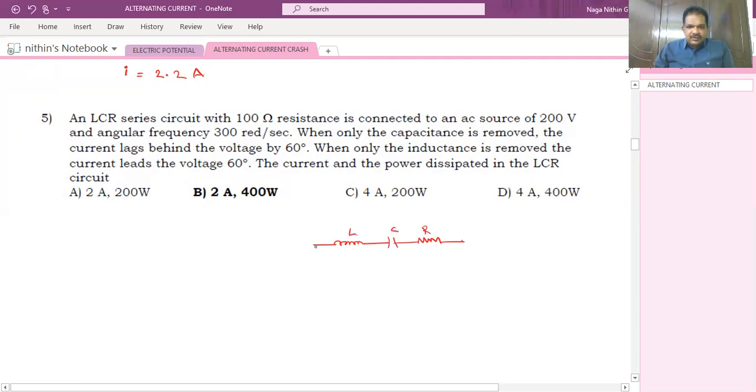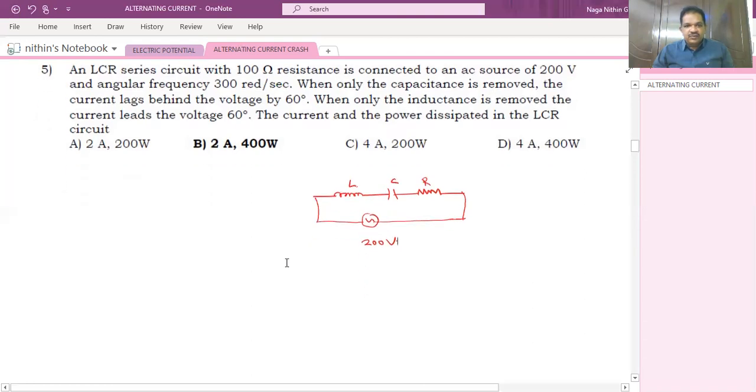This is connected to an AC source of 200 volt. Then in this circuit, first they removed the capacitor. When the capacitor is removed, this circuit will become an LR circuit. Then the phase difference between current and voltage will be 60 degrees.